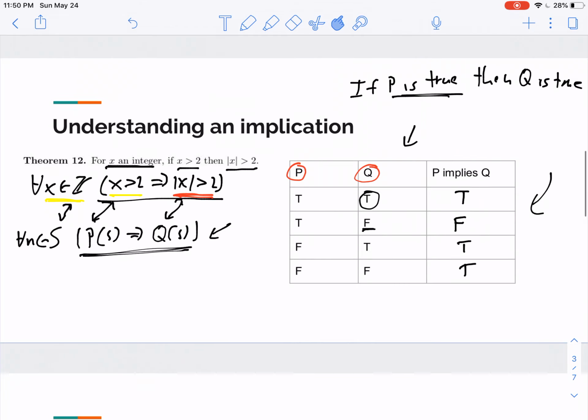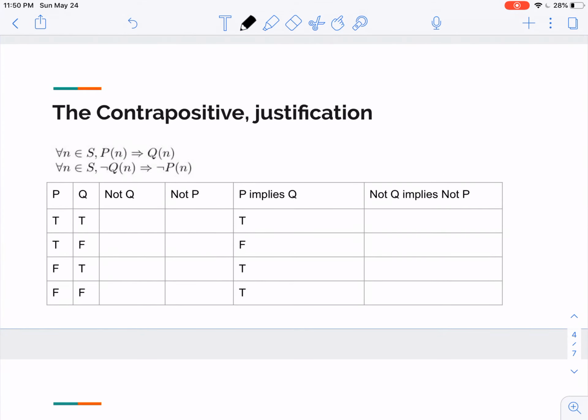That might have been a little bit fast, so I have written out what I mean here. In general, if we have, for all integers, for all real numbers, this proposition implies this proposition, we usually write that as for any n in S, P of n implies Q of n. If instead we replace the second part with another statement, not Q of n implies not P of n, and these two statements are true and false in exactly the same cases, then they are logically equivalent, and we can just prove the second one. So let's check to make sure that's true.